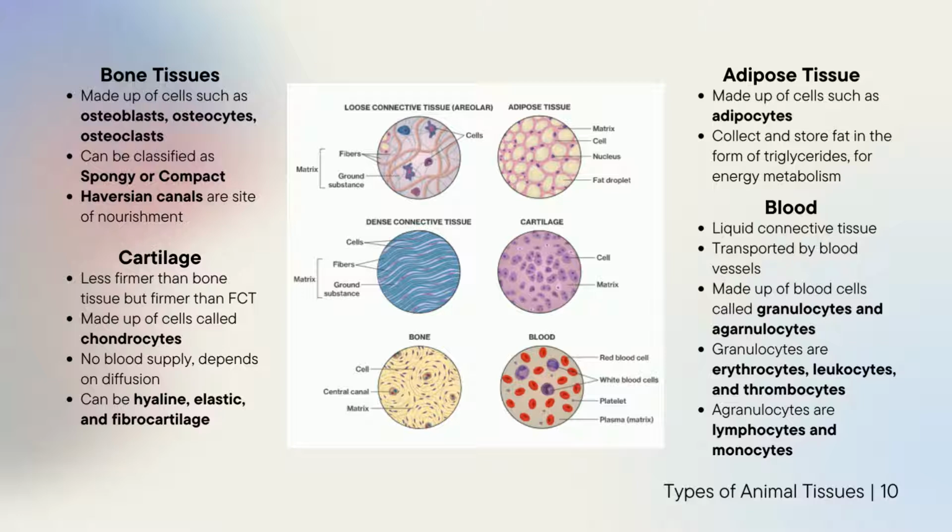Next, adipose tissue is a type of loose connective tissue made up of cells called adipocytes. These adipocytes collect and store fat in the form of triglycerides for energy metabolism. This fat is used for cell nourishment and for our energy metabolism. When adipocytes form together to make adipose tissue, it forms what we call subcutaneous fat in the skin and visceral fat in our viscera.